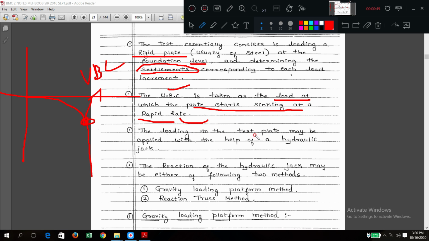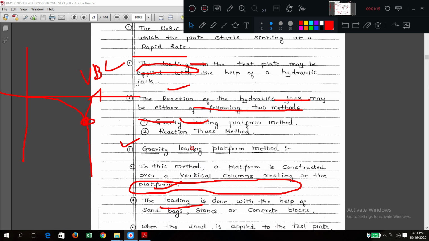The loading to the test plate may be applied with the help of a hydraulic jack. It was there in the diagram. So you have two cases: one is gravity loading, another is reaction truss. Whatever diagram we have seen was a gravity loading platform, which we saw in the previous video. We will study that in detail. The reaction truss method we will study later.